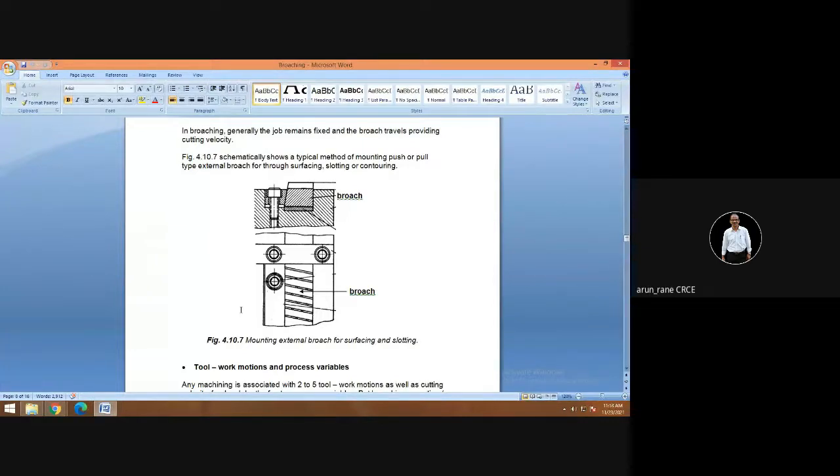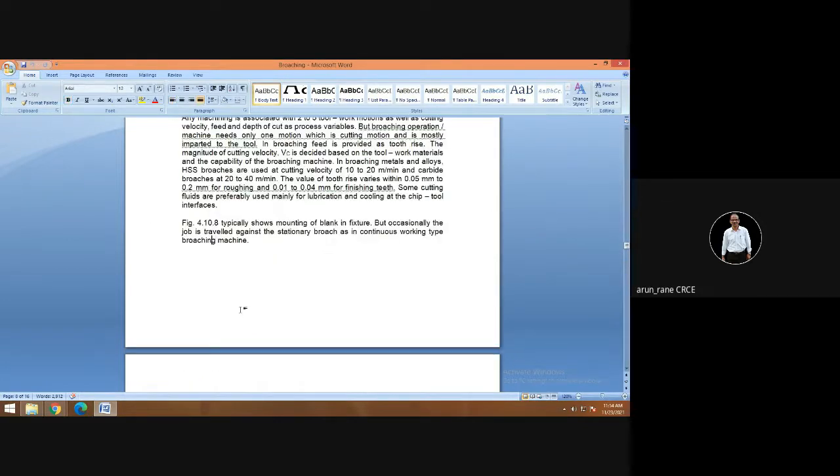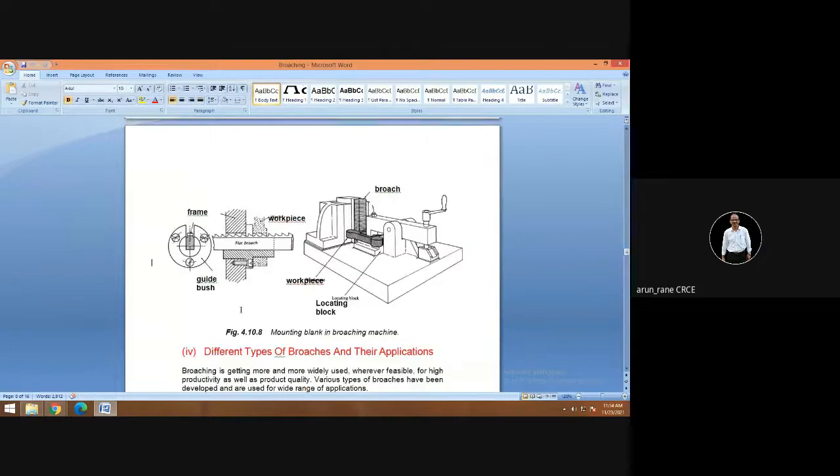No doubt broaches are used for finishing holes. Broaches can also be used for surface machining, that is like a face milling operation, you can use a surface broach. But of course surface broaches are not common. Only internal broaching is common, and that too for finishing holes, for cutting splines, for cutting keyways, and for cutting internal teeth. These are the applications which are common.